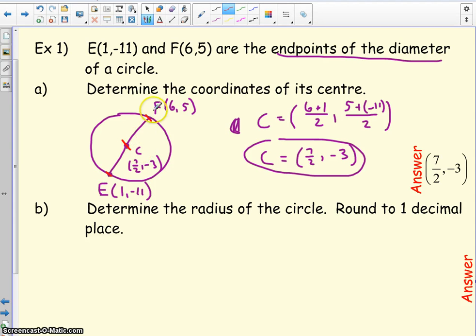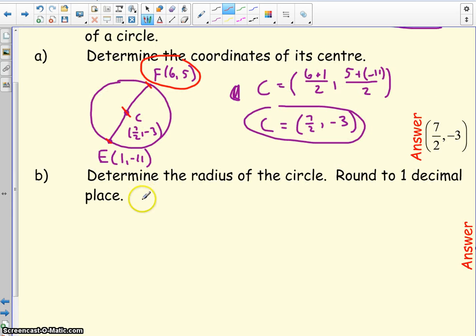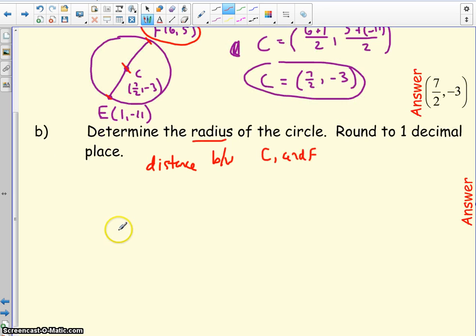So I'm going to find the distance between C and F. And I'm going to choose F because there's no negatives inside those points, so it's a little bit easier to work with. So I'm just going to list my points here just so I have them handy. So C is at 7 over 2, negative 3, and F is at 6, 5. So again, if I let C be x1, y1, and F be x2, y2, I should in theory be able to solve for the distance.